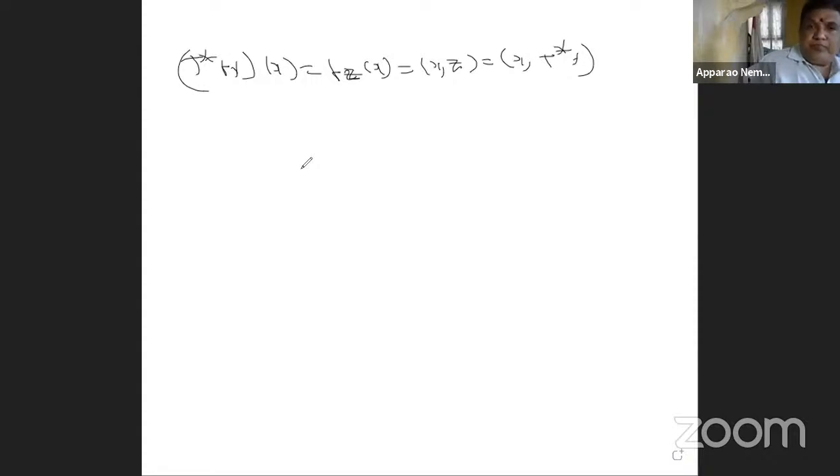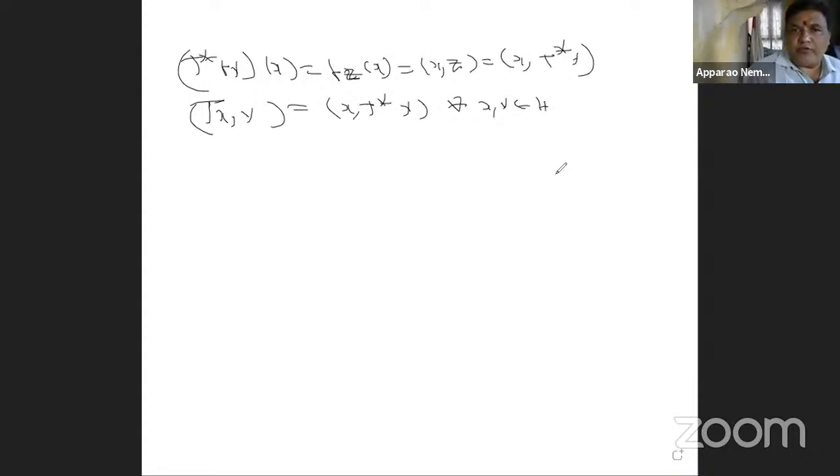Then we combine the first and second properties and write the third property: T of x comma y equals x comma T star of y, for all x comma y belonging to the Hilbert space.